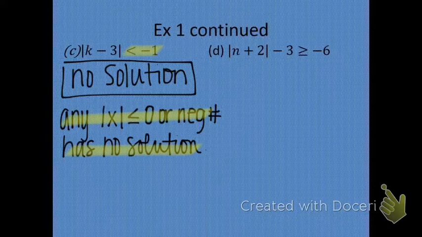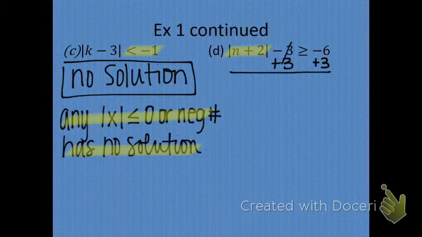The absolute value is not isolated. Now, I also heard because there's a negative answer, but remember, we cannot make that call until the absolute value part is isolated. So we've got to get this piece isolated first. And how are we going to do that? We're going to add 3 to both sides. So the absolute value of n plus 2 is greater than or equal to, what's negative 6 plus 3?